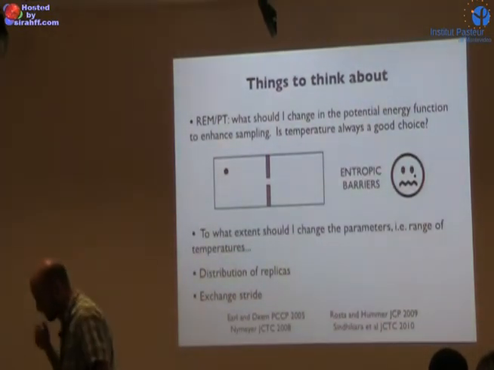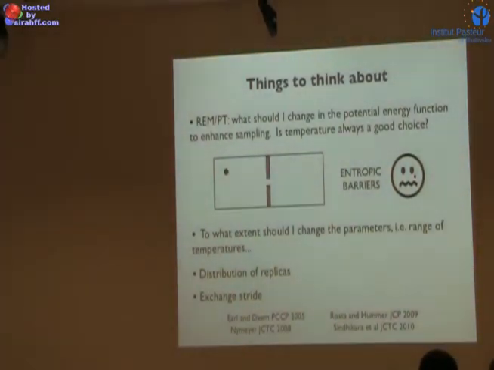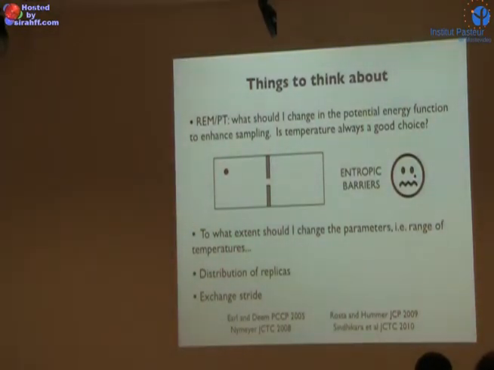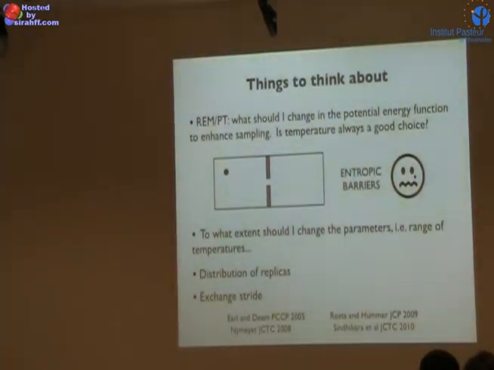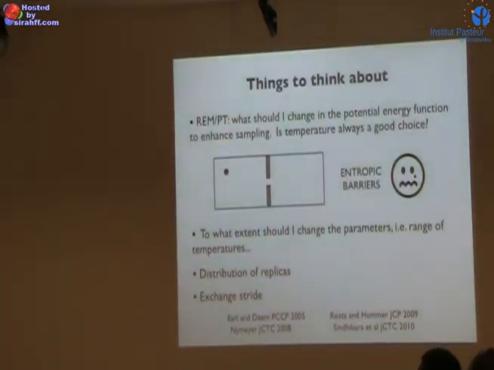And finally, there are a lot of things to think about when you do a parallel tempering or replica exchange simulation. The first question is, what should I change in my potential energy to achieve better sampling or to cross barriers more easily? And is temperature always the best choice? For sure it's helpful when you have to cross an enthalpic barrier, but as Giovanni was showing in a slide of a previous lesson, sometimes your barriers are of an entropic type and temperature is not helping a lot. So temperature is not always what you want to do.